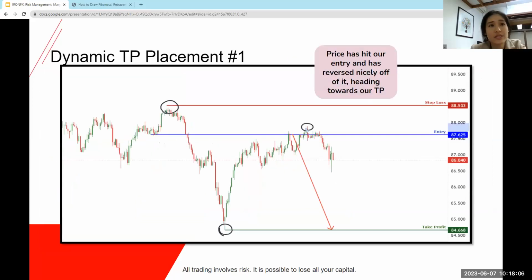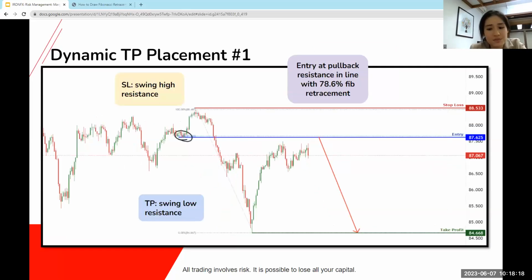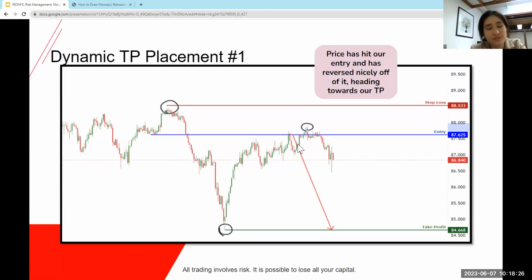Now, if we see what happens after that, you can see that price has hit our entry and has reversed nicely off of it, heading towards our take profit. So once again, this is the before: price hasn't surpassed our entry yet, and this is the after.